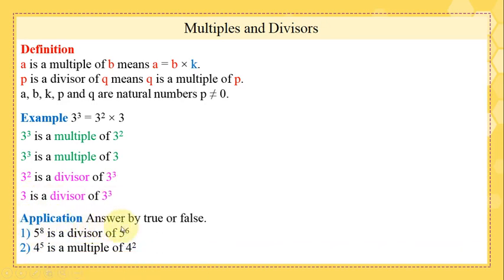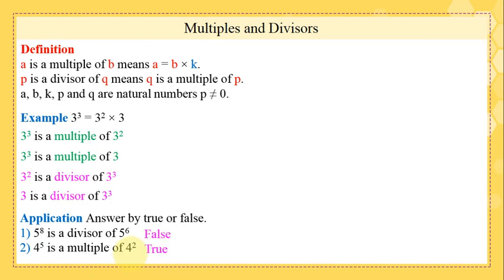Application: answer by true or false the following. Number 1. 5 exponent 8 is a divisor of 5 exponent 6. Number 2. 4 exponent 5 is a multiple of 4 exponent 2. Please pause this video to solve this application.